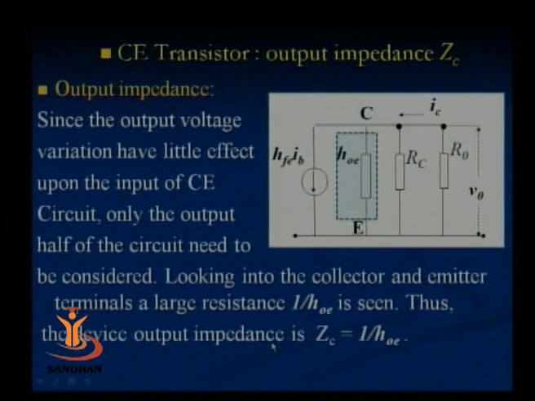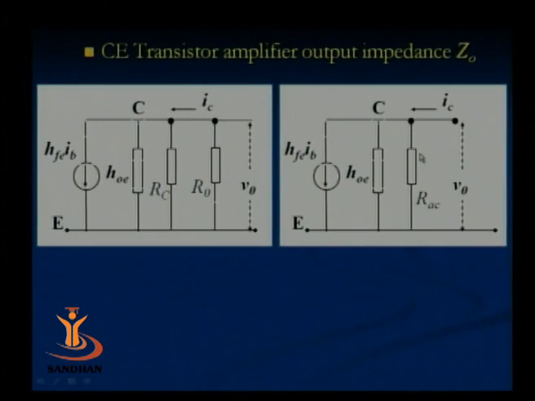Now this is the output circuit of the earlier circuits, and here we see that HOE is the only thing that appears between the collector and emitter as far as the transistor is concerned. And since the output voltage has very little effect on the input, the output impedance is simply represented by 1 upon HOE. RC and RO can be combined to give an output impedance only when we consider the circuit as a whole.